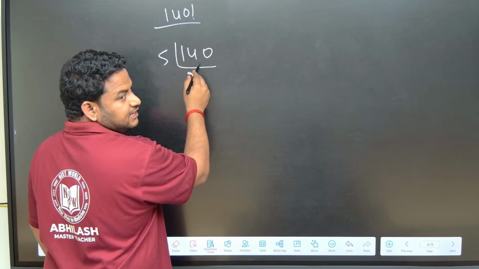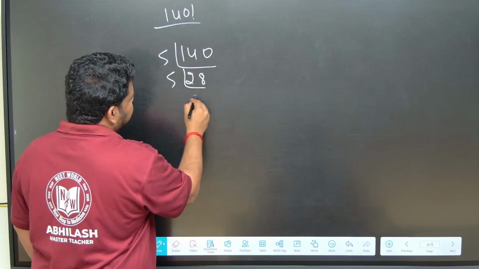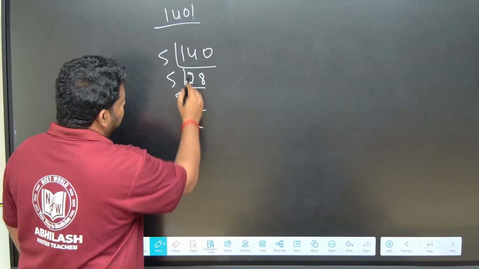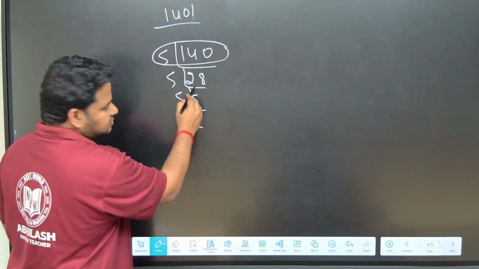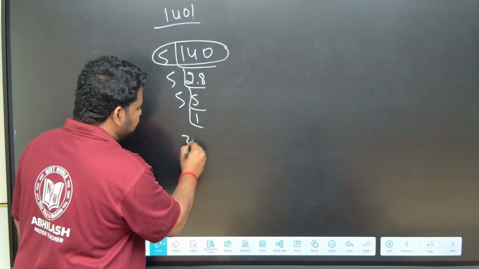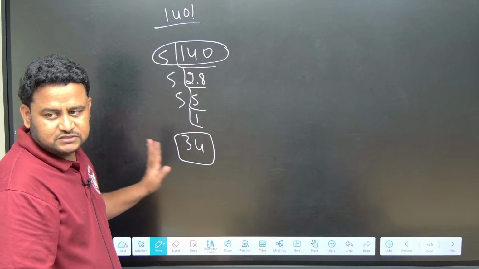5 2s are 10, right? 40 is there. 5 8s are 40. Now, 5 5s are 25. Okay, further 5 1s are 5. You have to stop it here. Now, what do I have to do? This I don't have to consider. This I have to add. 28 plus 5 is 33. 33 plus 1 is 34. So, the number of zeros is how much? 34. Got it? The number of zeros is 34.